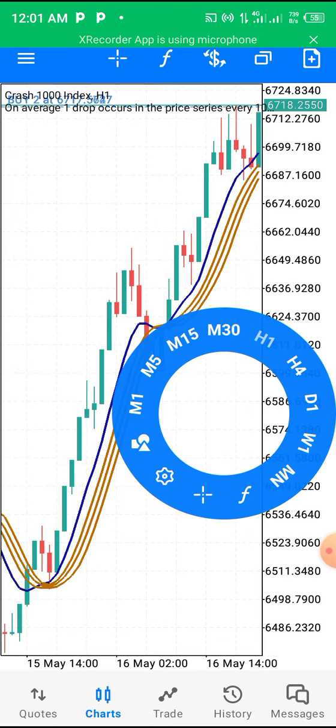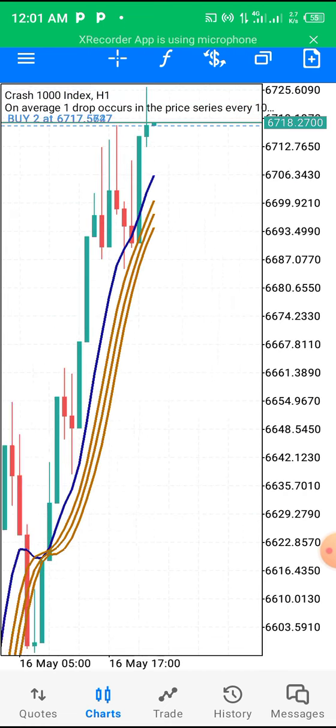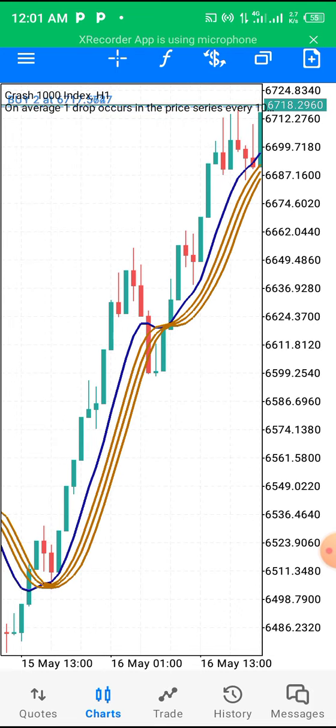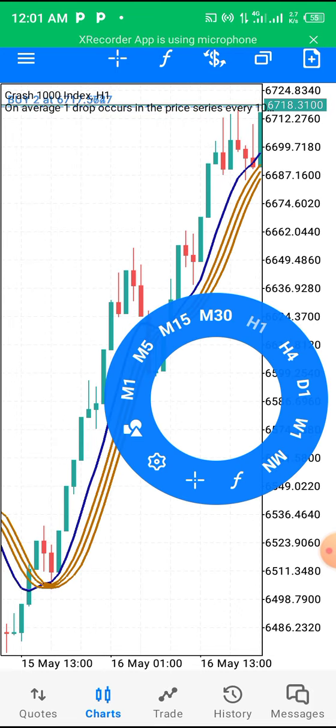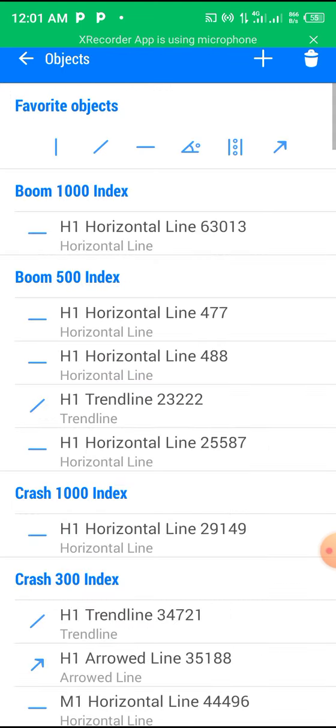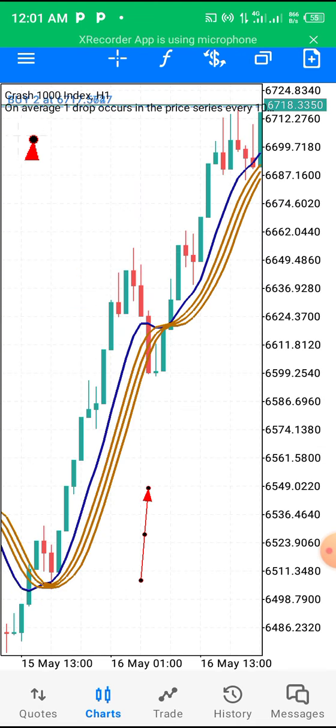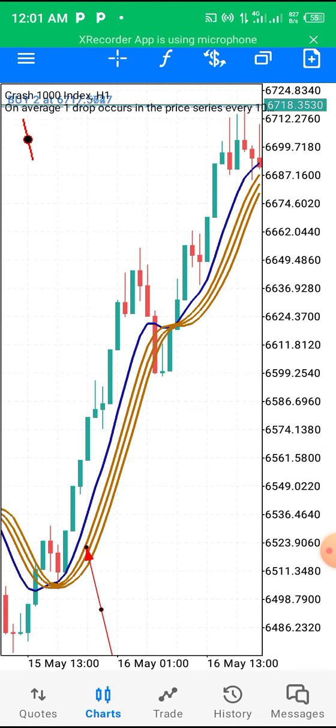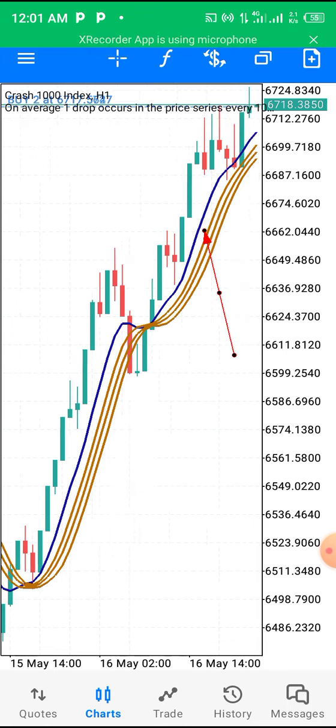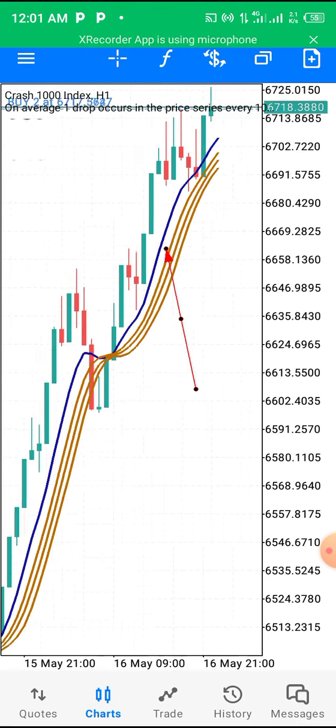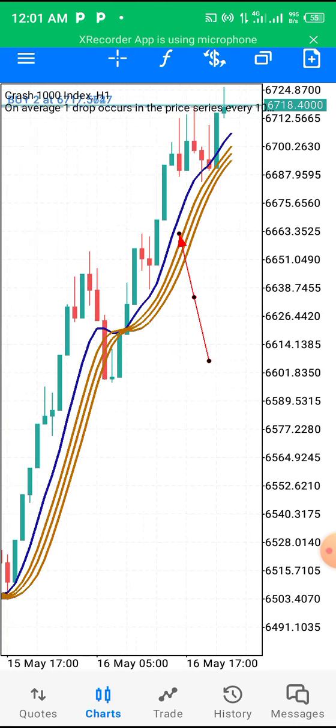As you can see, the market is on an uptrend. How do you know it's an uptrend market? This is how. First of all, from our indicator, you can see that the indicator is crawling up, which tells you that this market is on an uptrend at the moment.